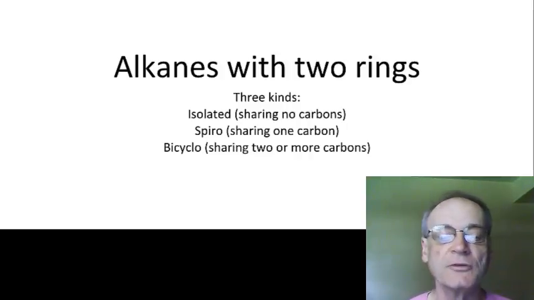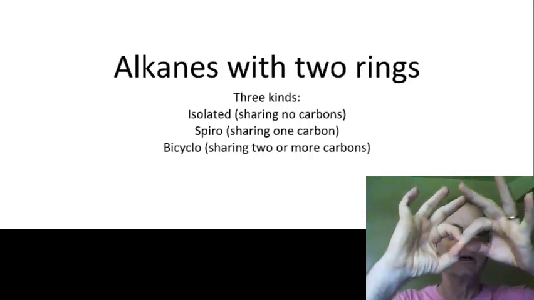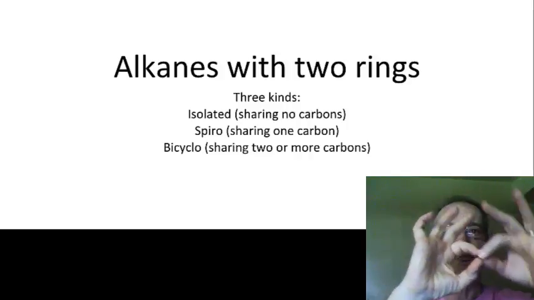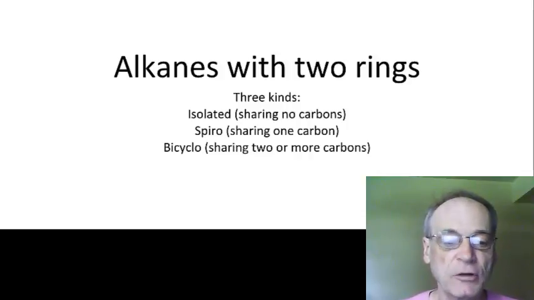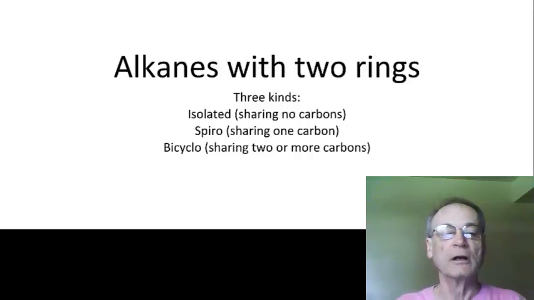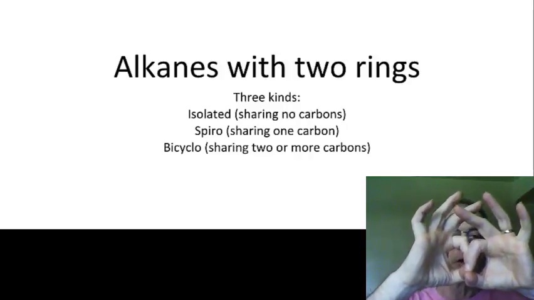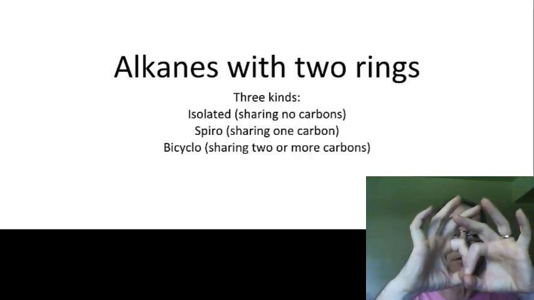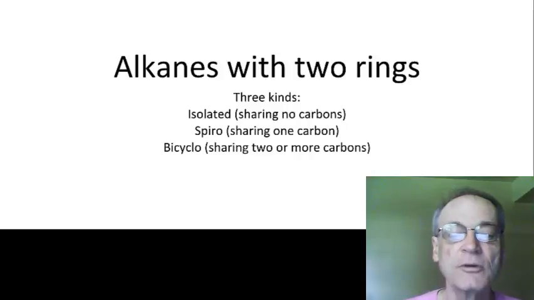Then there are spiro compounds where they share one carbon. They would be of this sort right here, where the carbon in the middle is a member of one ring and it's also a member of the other ring, but there's just one carbon of that type. Those are called spiro compounds. And then there are bicyclo compounds where they would be more like this, where there are two or three or four carbons that are members of both rings. So the two rings share at least two carbons and maybe more than two carbons.